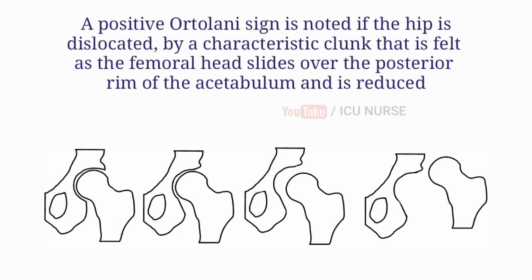A positive Ortolani sign is noted if the hip is dislocated by a characteristic clunk that is felt as the femoral head slides over the posterior rim of the acetabulum and is reduced.